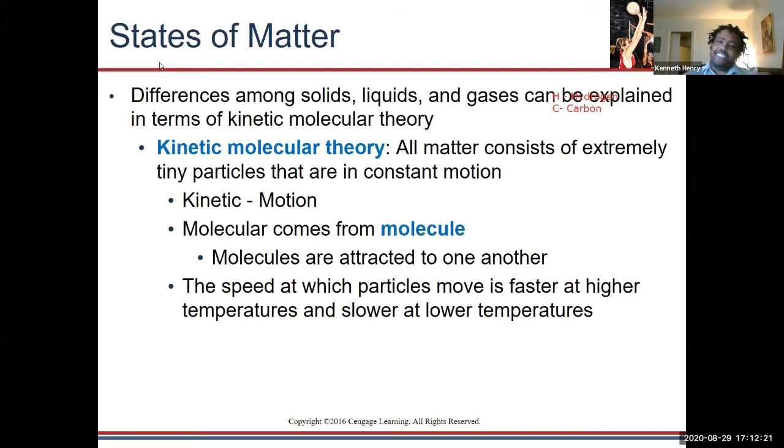So do you guys know the three states of matter? Yes. We're on a roll today. What are the three states of matter? Solid, liquid, and gas. What was that, Kevin? Solid, liquid, and gas.